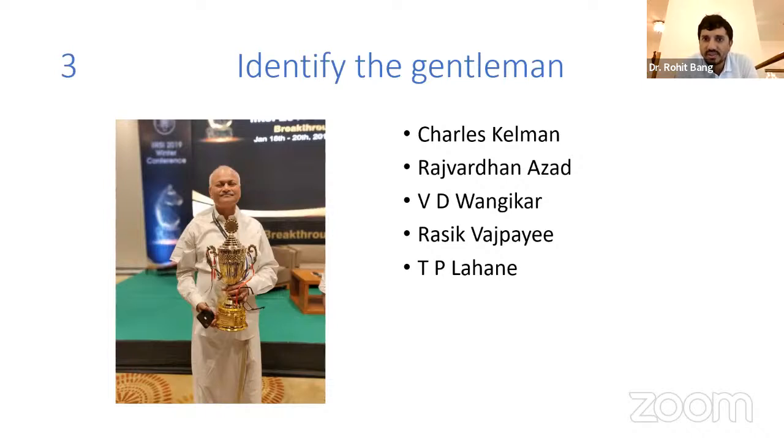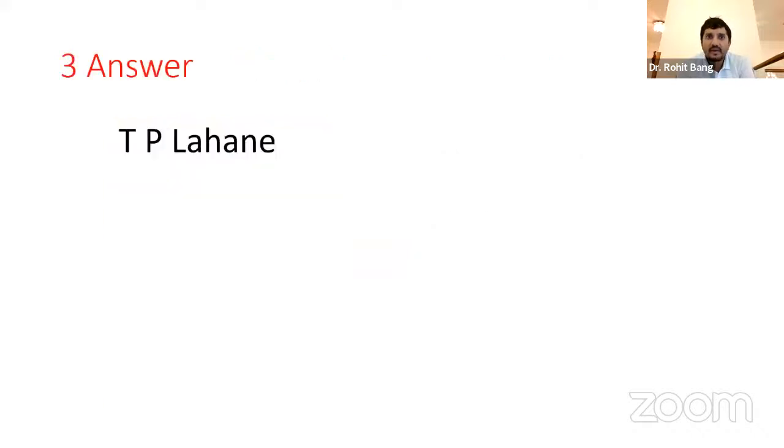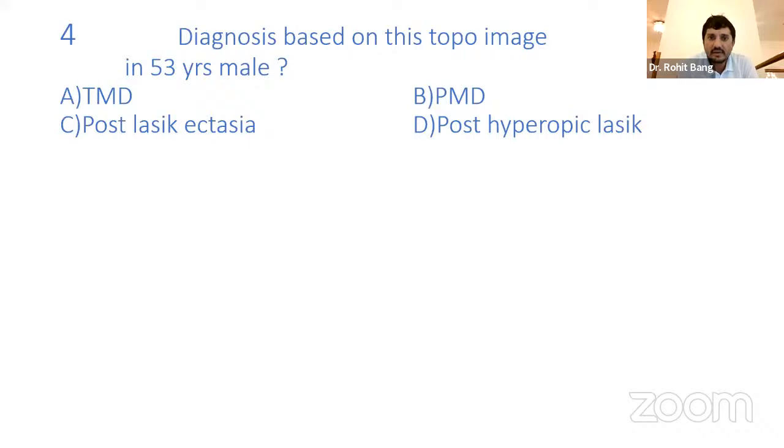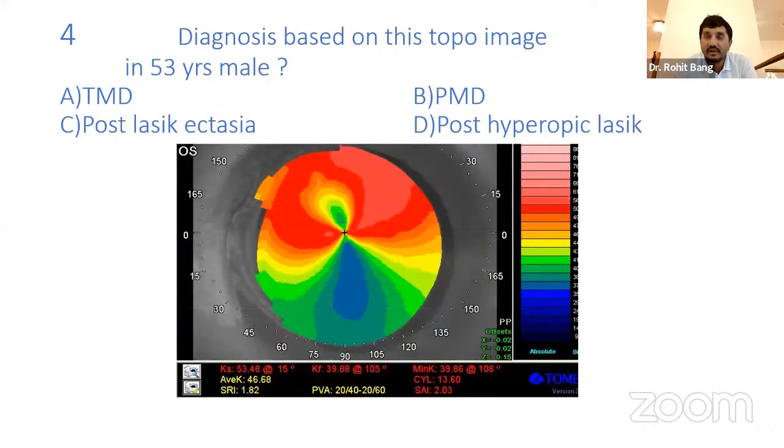So he looks to be Indian. So Charles Kelman, I think, is certainly out of question. Out of these four, Rajvardhan Azad, Dr. V.D. Wangikar, Dr. Rasik Bihari Vajpayee, or Dr. T.P. Lahane. So last 2 seconds, obviously it is Dr. T.P. Lahane sir. So the next question is, based on this topographic picture, what is your diagnosis in a patient who is 53 years old male?